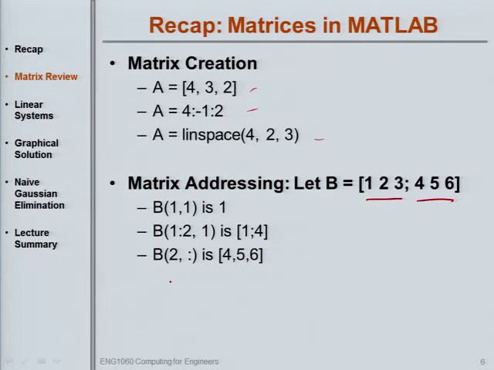And there are various different ways of looking at things. So B11 is just the element that's in the first place. So B11, in this case here, would be 1. B(1:2, 1) means I want to take the first and the second rows and column 1. So that would be a vector that looked like 1, 4. Okay, B(2, :) with a colon means I want to take all of the columns, but I only want to look at the second row. So that's going to be 4, 5, 6.